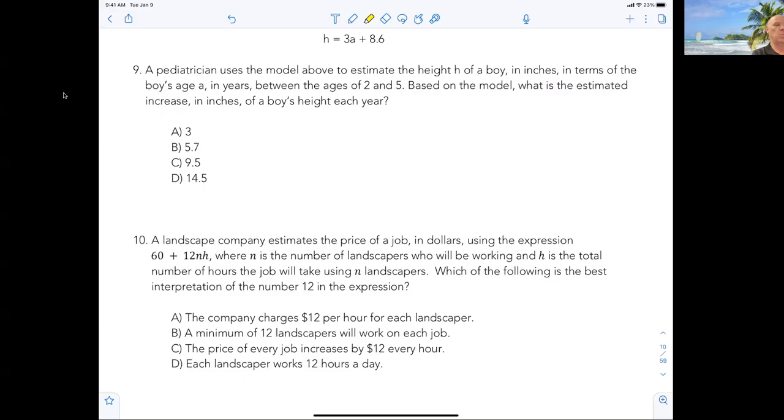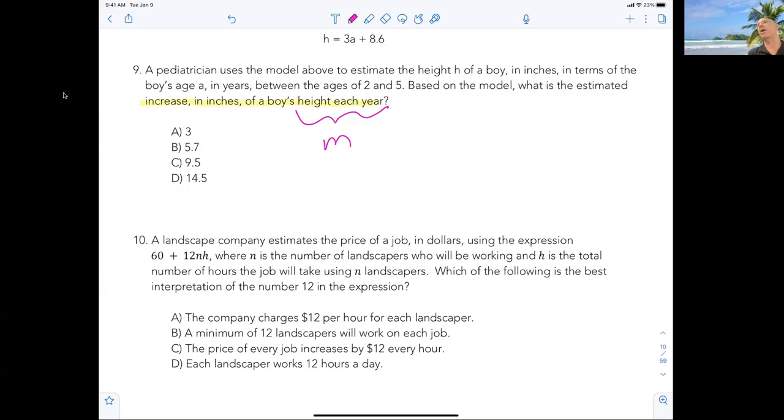Right? Because they asked what? What is the estimated increase of the boy's height each year? Height each year is referring to the slope. So the slope has to be what? 3. You've gotten so much better already if you're paying attention and listen to exactly what I'm trying to tell you.